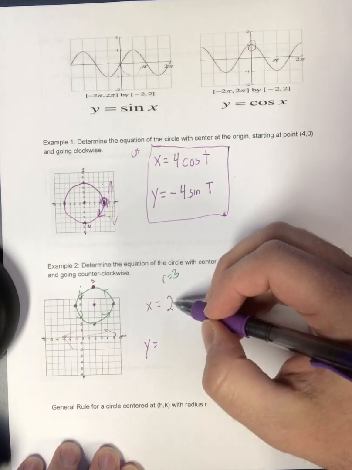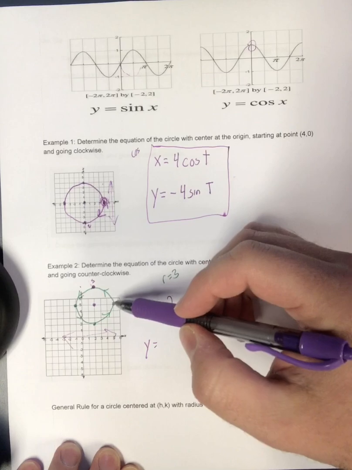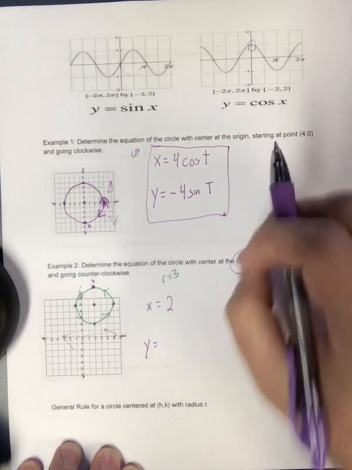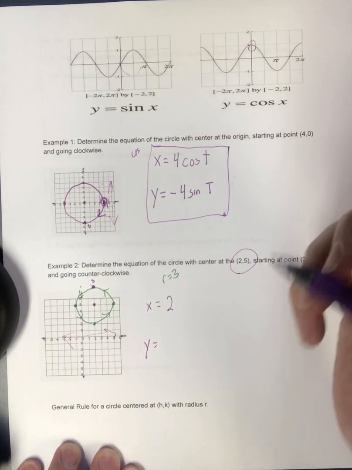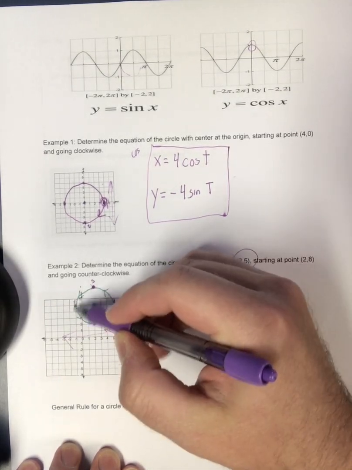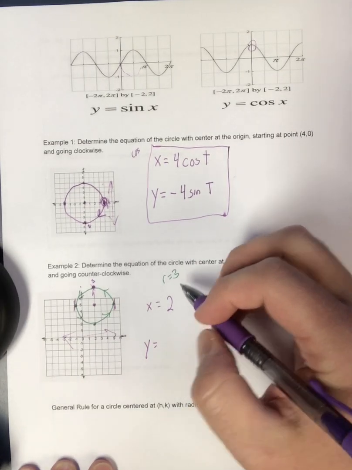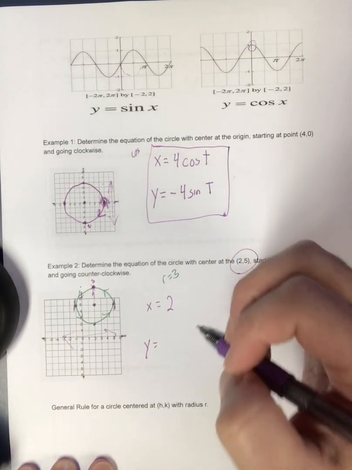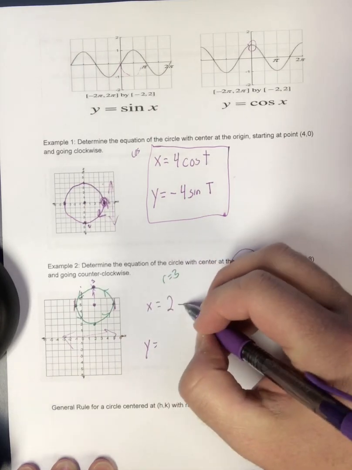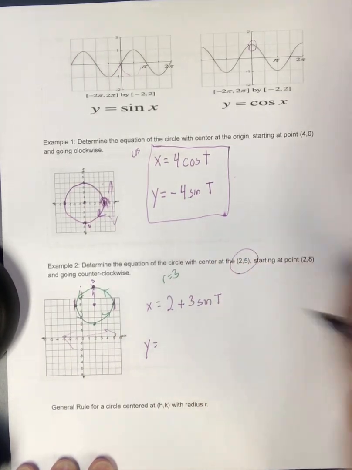So start at 2, and for this start point, think to yourself, is that a maximum, a minimum, or the middle possible x value? The answer is it's the middle, because the largest is 5, the lowest is -1, the middle is 2. So that means it's going to be a sine function. And the radius of 3 means our equation is 2 plus 3 sine t.